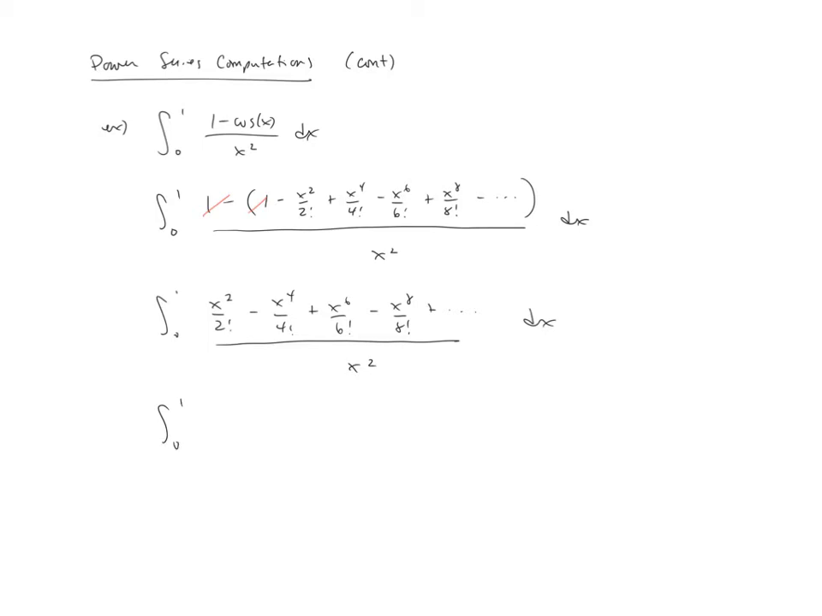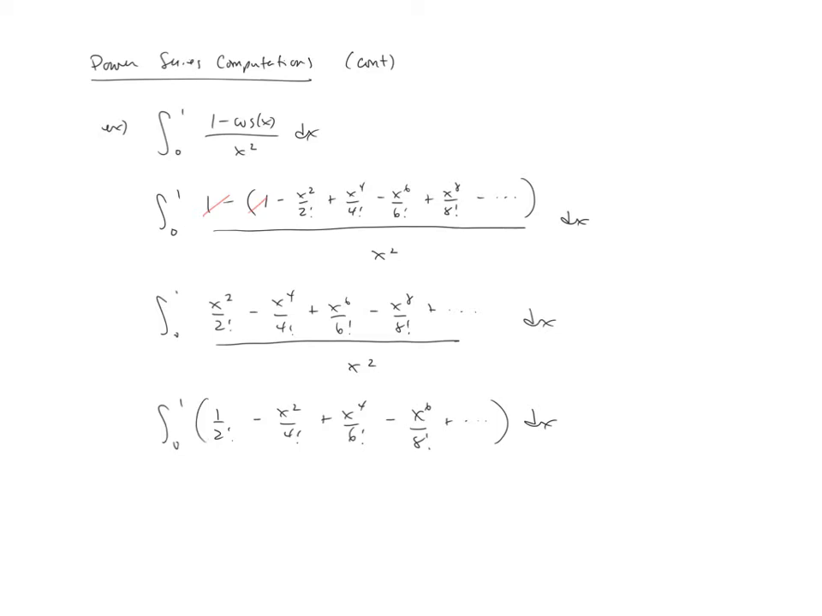One more step, and I think it's going to be a pretty simple integration. That's going to give me a 1 over 2 factorial. What I'm doing now is taking this and dividing it up into each of these terms here. Then I'll have a minus x squared over 4 factorial plus x to the 4th over 6 factorial minus x to the 6th over 8 factorial. And once again, don't forget that dx there.